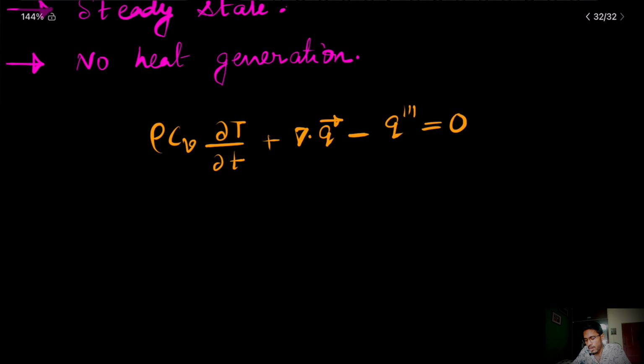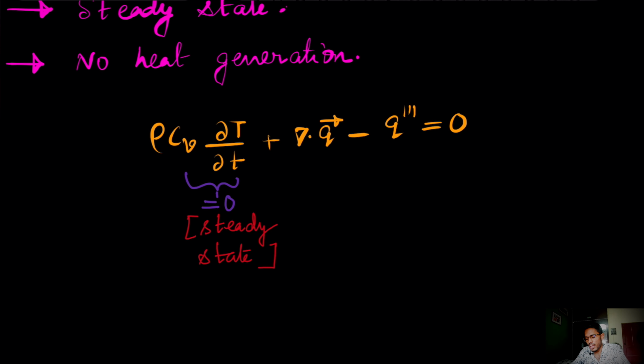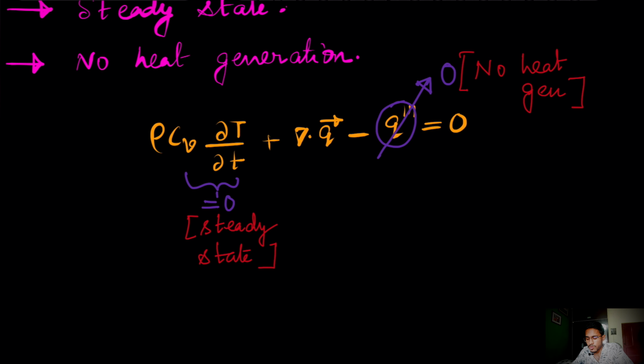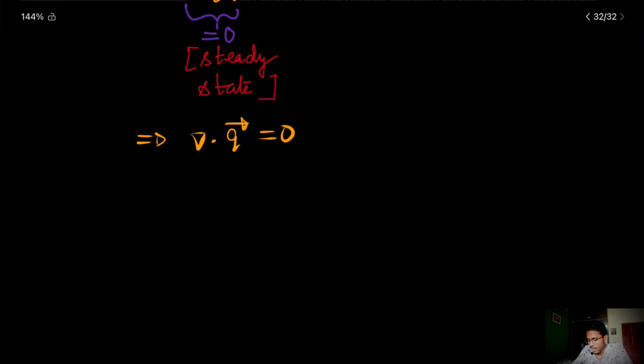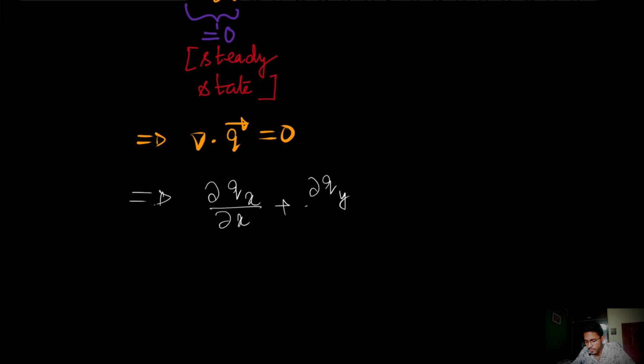Now according to the given problem, this is equal to 0 because steady state, right? Because steady state, and this is equal to 0 because no heat generation. So that means our equation boils down to this one. Now how can I write this thing? So in a Cartesian coordinate, I can write del qx del x plus del qy del y plus del qz del z.